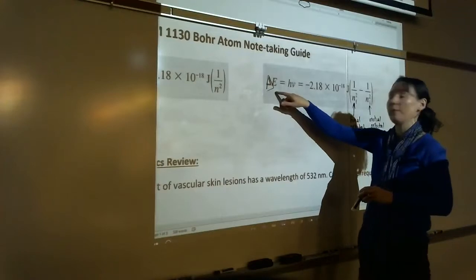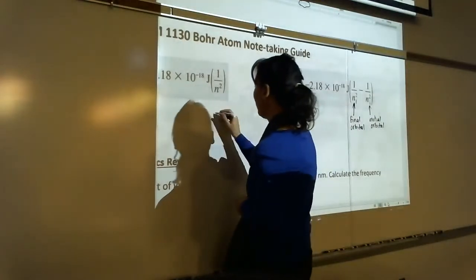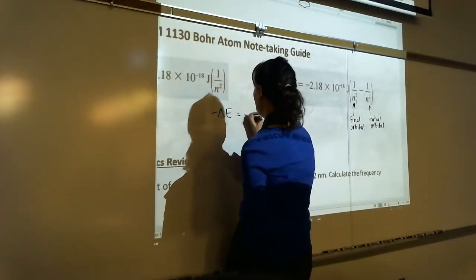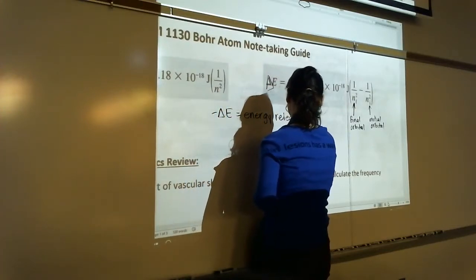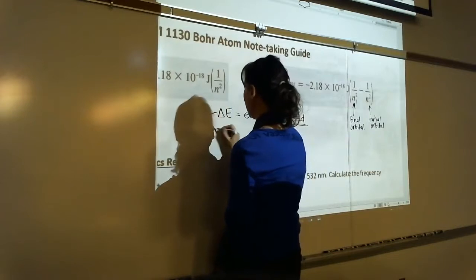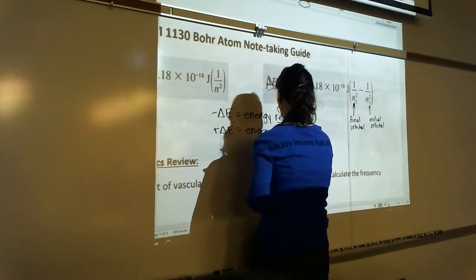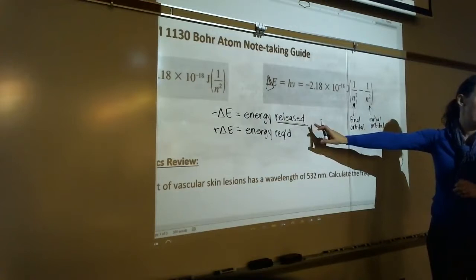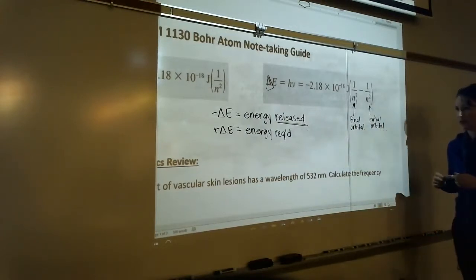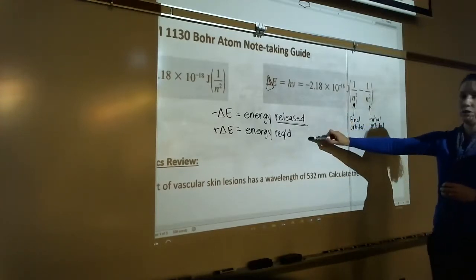Okay? And this can come out to be negative. Okay? This can come out to be negative. Negative delta E is energy released. And positive delta E is energy required. Right? That's energy you'd have to put in. That's energy you get back. Okay? Just like our sign with Q when we were calculating calorimetry. It's the same thing. This is energy being released. This is energy that has to go in.